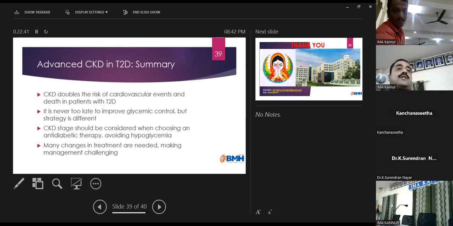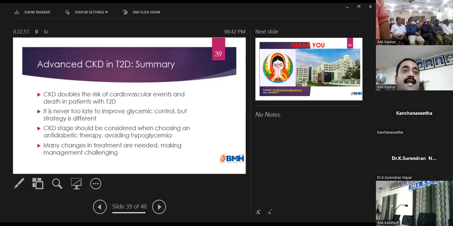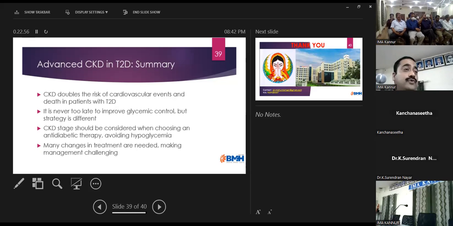So, summarizing, CKD doubles the risk of cardiovascular events and death in patients with type 2 diabetes. It's never too late to improve glycemic control, but definitely the strategy is different in CKD cases. CKD should be considered when choosing an anti-diabetic. Stage of CKD should be considered when choosing an anti-diabetic therapy. Avoid hypoglycemia. Many changes of treatment are needed, making management challenging in chronic kidney disease patients.